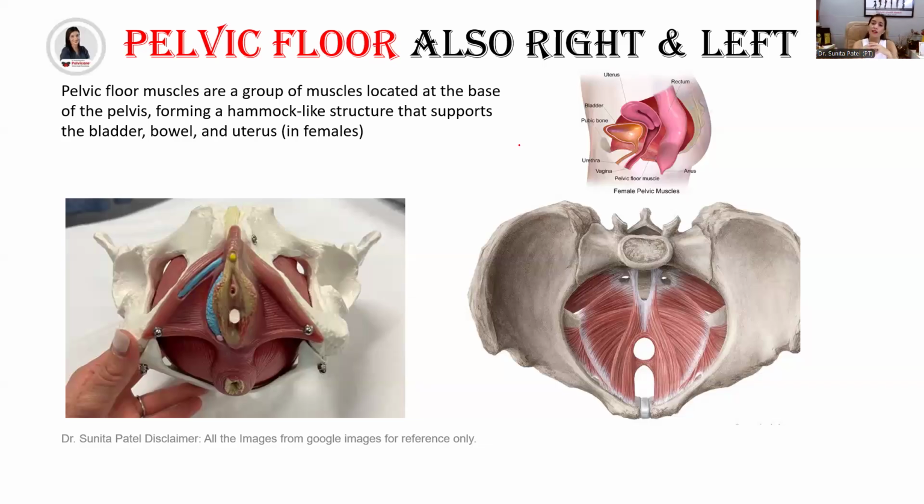So pelvic floor muscles are very, very important muscles, which help in maintaining urinary continence, preventing prolapse, as well as anal continence. But if these muscles become overtight, you can understand that tight muscles will compress all these openings.